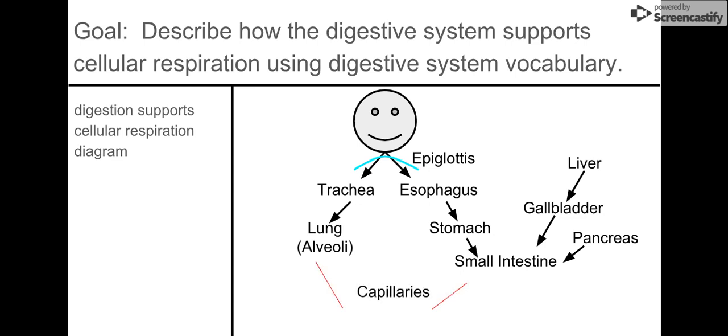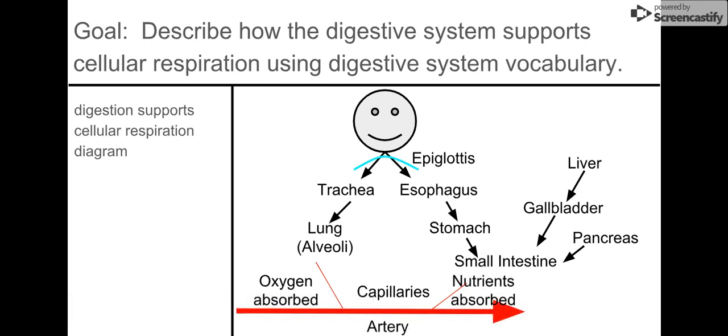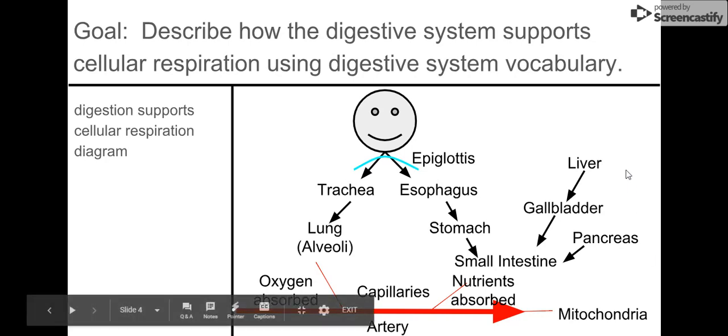We have capillaries leading away from both the alveoli of the lungs and the lining of the small intestine. Those capillaries are going to lead to arteries, where the oxygen that is absorbed and the nutrients that are absorbed can both be transported by arteries to body cells. And then the oxygen and the glucose from the nutrients can both be absorbed by the mitochondria through the body cells from the capillaries and cause cellular respiration to occur. And so that's how the digestive system is going to support cellular respiration.